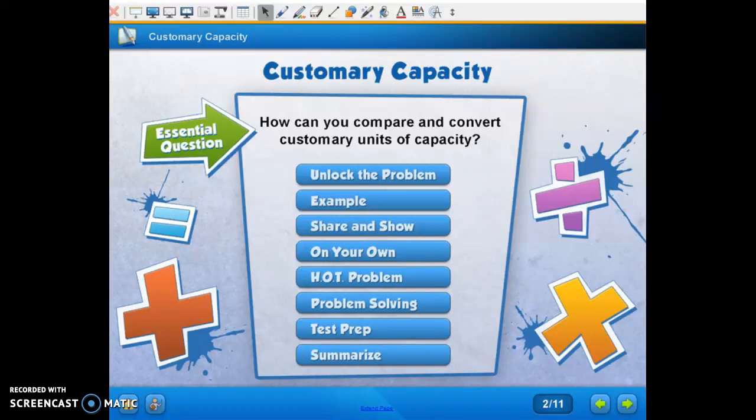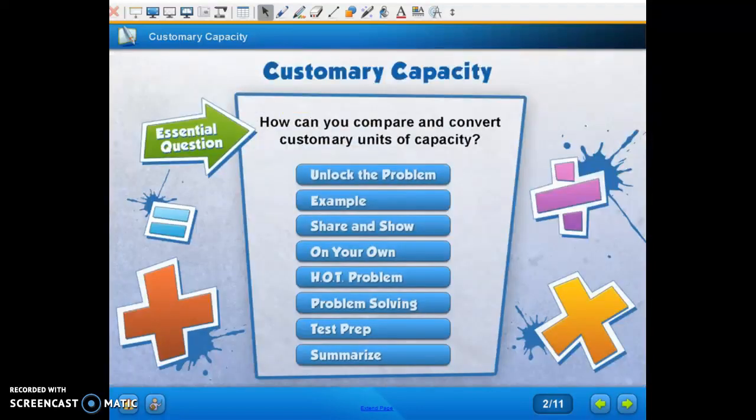Good morning. We are looking at lesson 10.2 today, customary capacity. Yesterday we looked at customary what? Lengths. Remember we had inches, feet, yards, miles. Okay? So today we're looking at customary capacity. That means how much something holds. Okay?